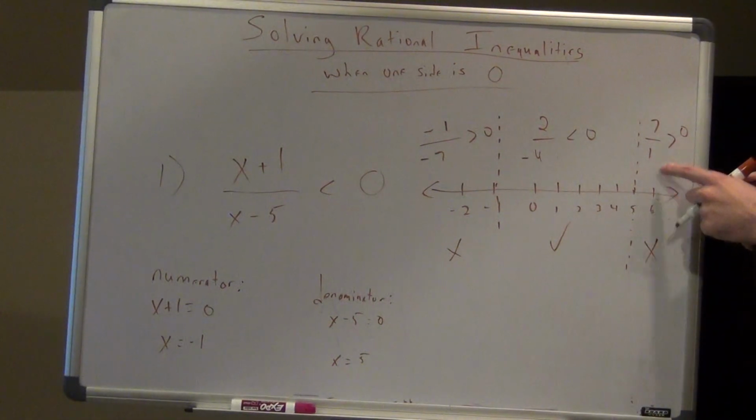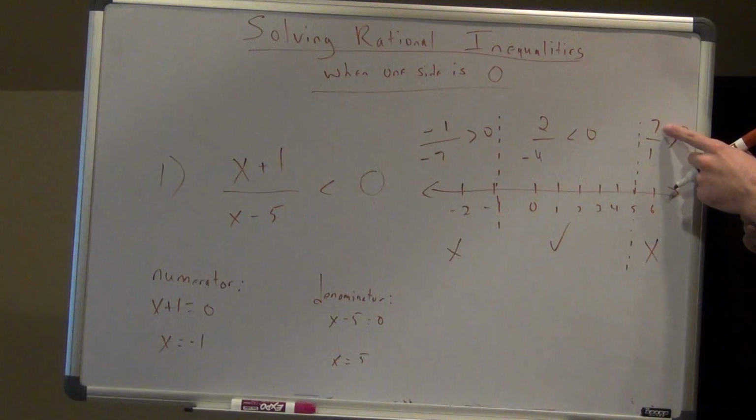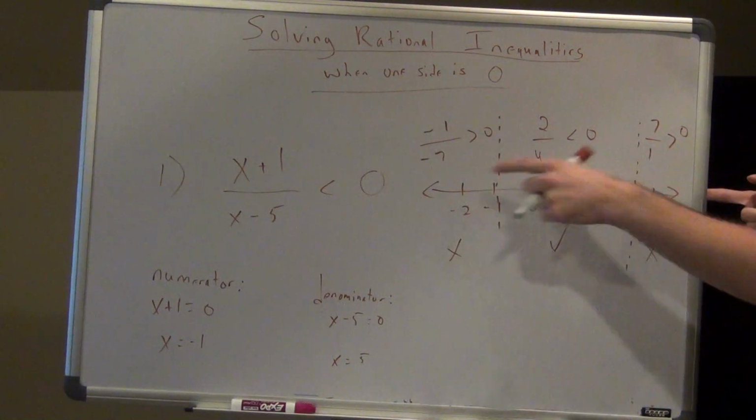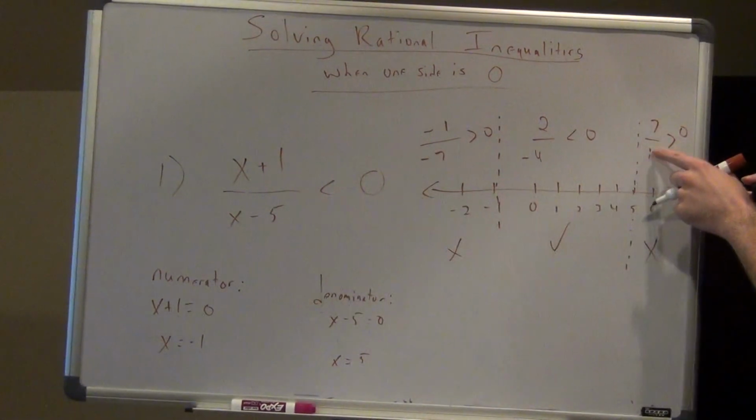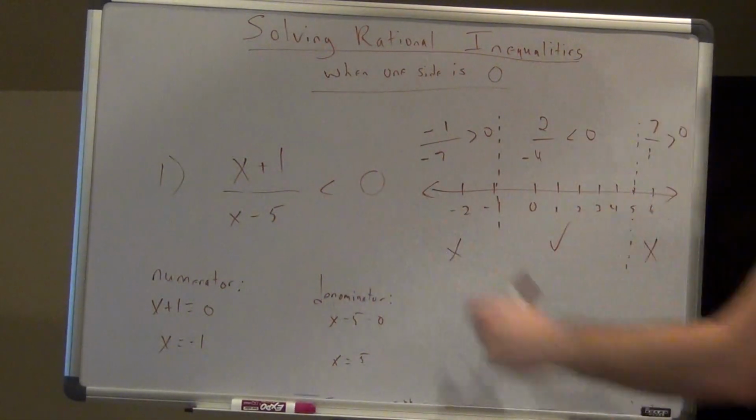Then I plugged in a number from this region, okay? I plugged in 6. So I did 6 plus 1 is 7, 6 minus 5 is 1, so 7 divided by 1. That's a positive number, it's going to be greater than 0. It doesn't work, it needs to be less than 0.